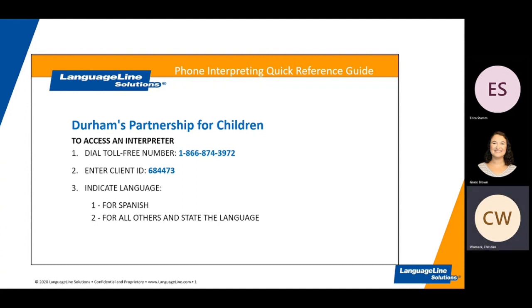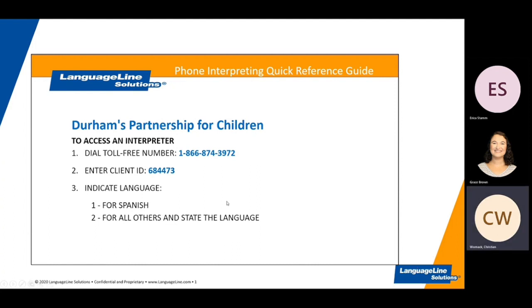Once the interpreter comes on the line, they're going to introduce themselves, and that's where you'll want to go ahead and create that conference call. So now you have the family that was on line 1, the interpreter that was on line 2, you've bridged those all together, and then the conversation can just simply proceed from there.